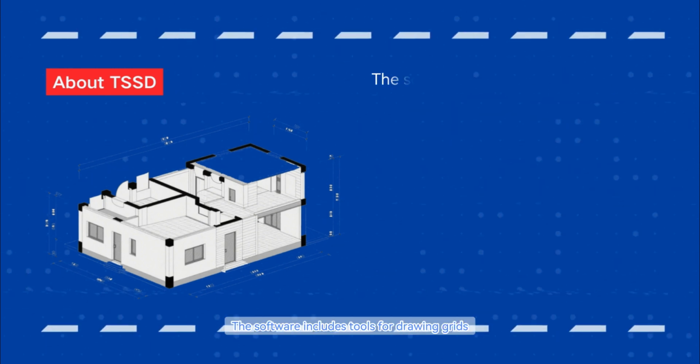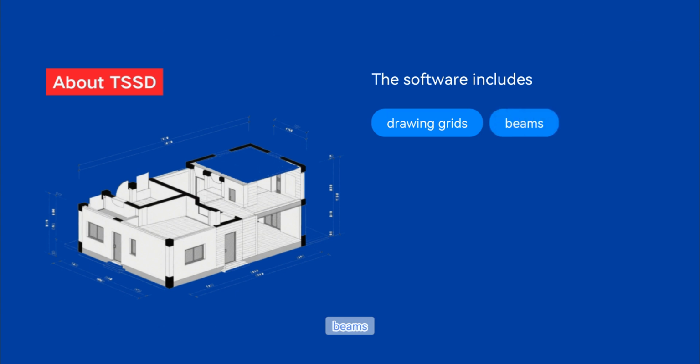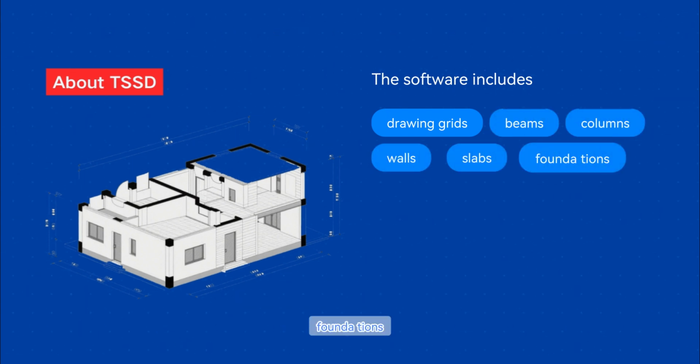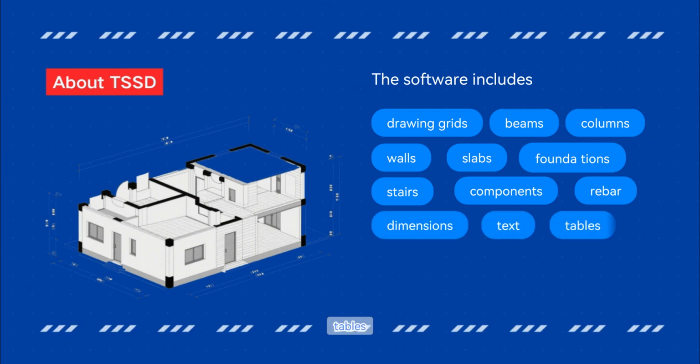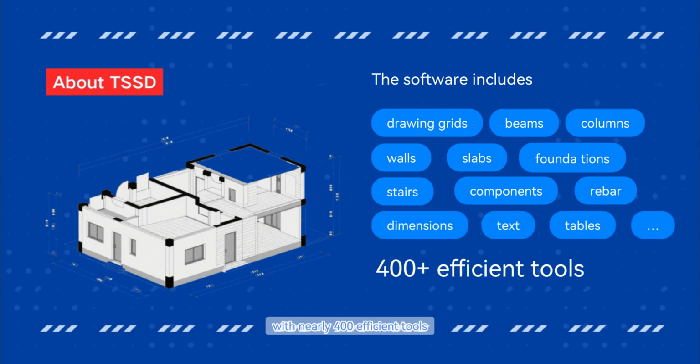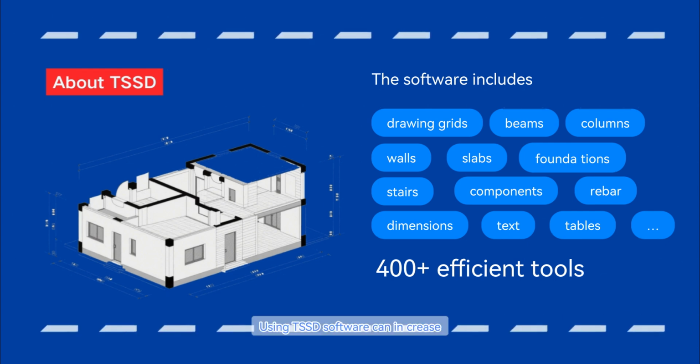The software includes tools for drawing grids, beams, columns, walls, slabs, foundations, stairs, components, rebar, dimensions, text, tables, and more, with nearly 400 efficient tools. Using TSSD software can increase the drawing efficiency of engineers by dozens of times.